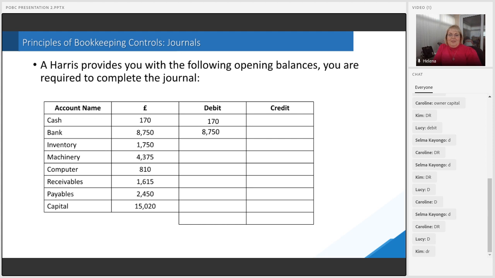Lovely, guys. Yeah, really well done. Your inventory is an asset. It's a current asset because hopefully it will generate you cash in a future period. So well done. I'm going to give you a clue now. So machinery and computer equipment I'm going to put together. So what do you think those two are?